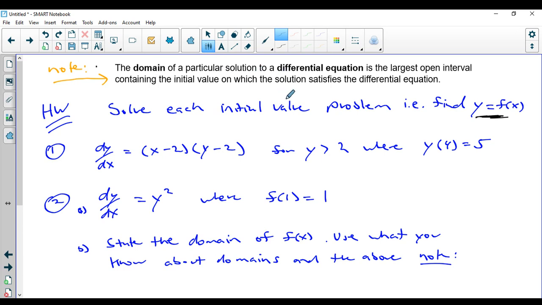It says the domain of a particular solution to a differential equation is the largest open interval containing the initial value in which the solution satisfies the differential equation. Even when I read that like that, that makes no sense to me. So my hint to you is going to be once you get your function, graph it in your calculator and see what's going on and see where you can find an open interval and what you'd have to state it to be.